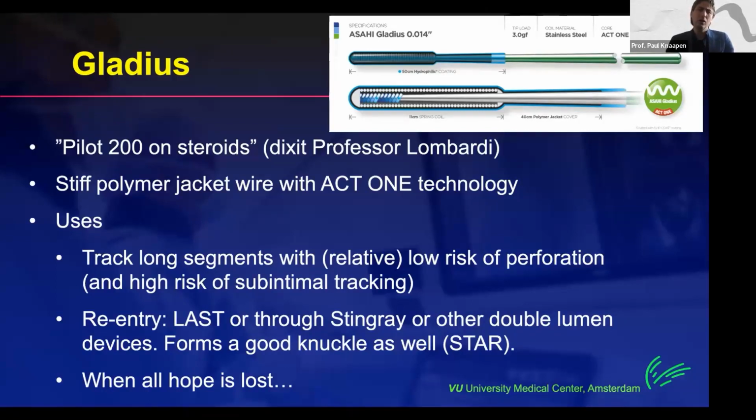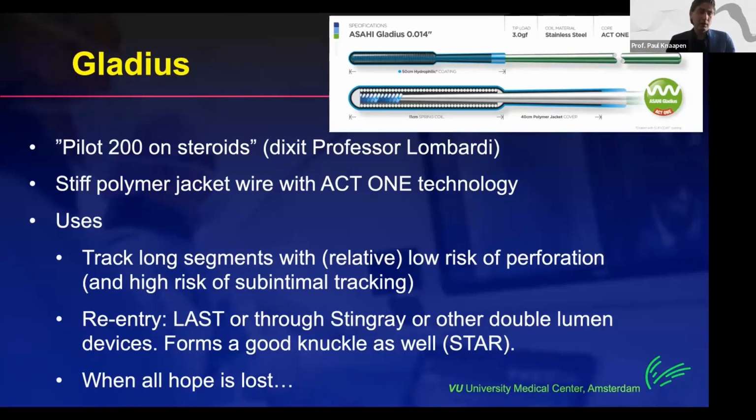It can drop long segments with relatively low risk of perforation. It does end up in the subintimal space, but if you're comfortable in the subintimal space, as most operators are, it's benign. It can do re-entry. Sometimes it ends up in the subintimal space and then re-enters into the true lumen without Stingray devices or other devices like double lumen catheters to get you back into the true lumen. And it forms a good knuckle as well, so you can even steer it.